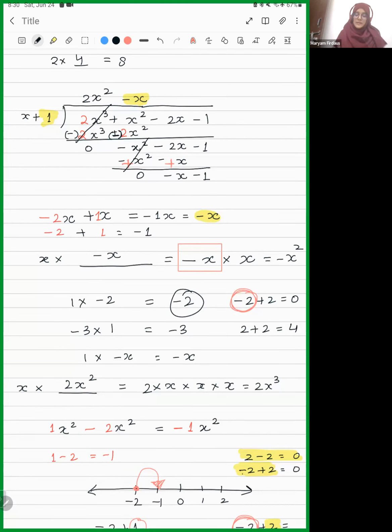So we wrote minus x. Fine. Now what we do is we copy this minus 1, whatever is left, we copy it down and we write minus 1. Okay. Clear?